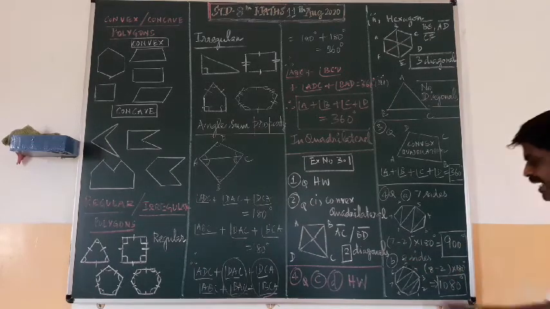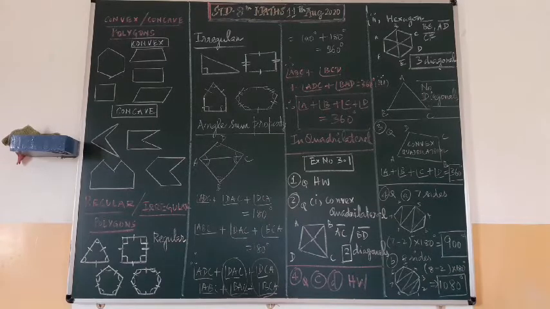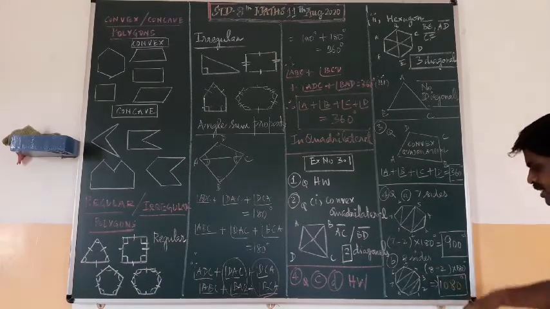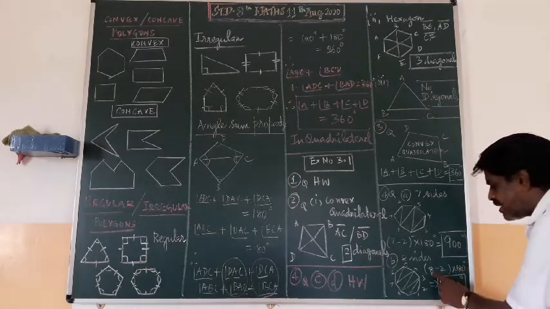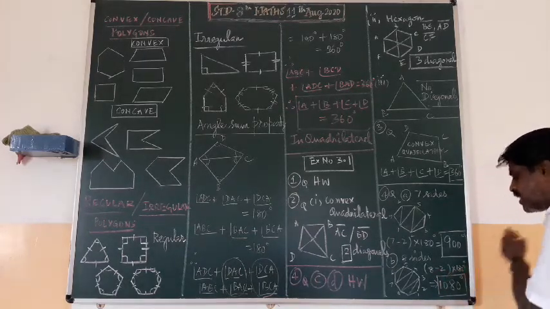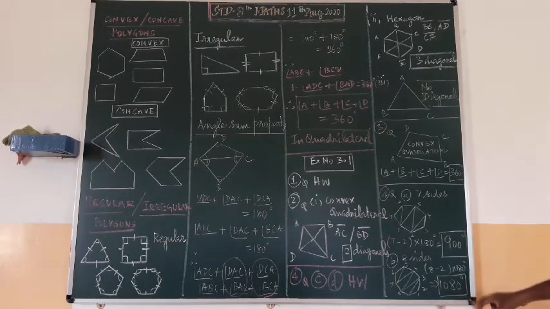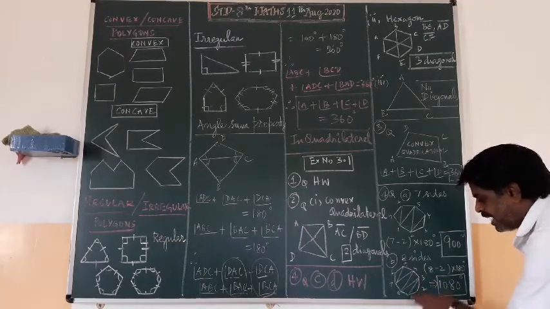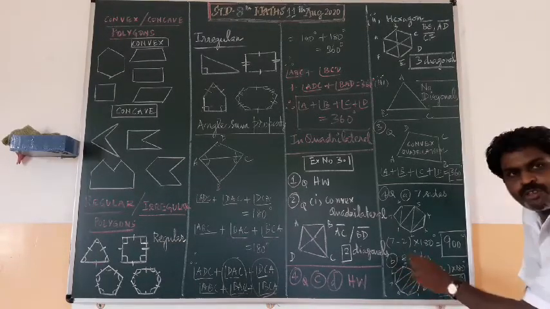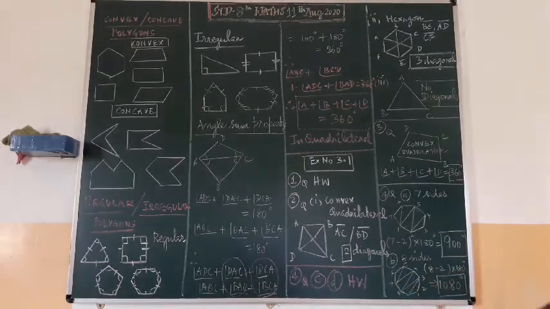Then part B is given. If it is 8 sides, how many triangles, how many angles will be there? What is the formula? n sides minus 2, into 180. So 8 minus 2 is 6. 6 into 180 is 1080 degrees. If we draw an 8-sided polygon and join the diagonals from one vertex, you will get 6 triangles. So you are getting 1080 degrees.